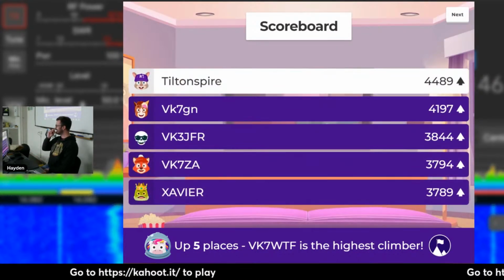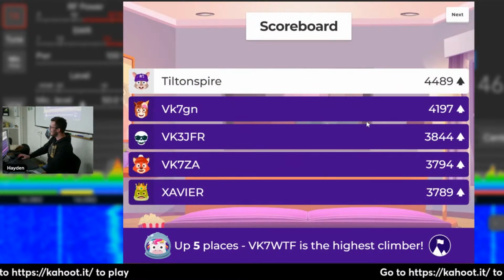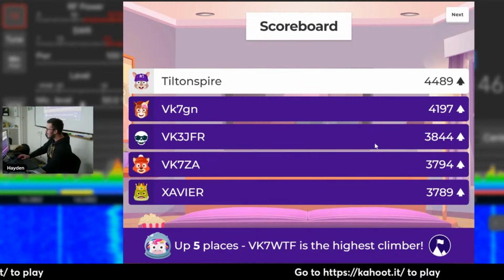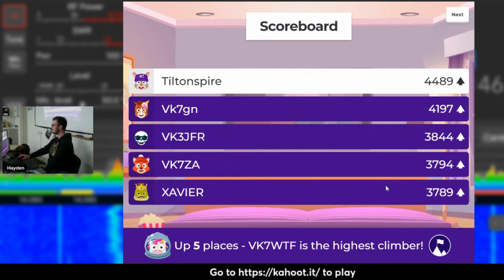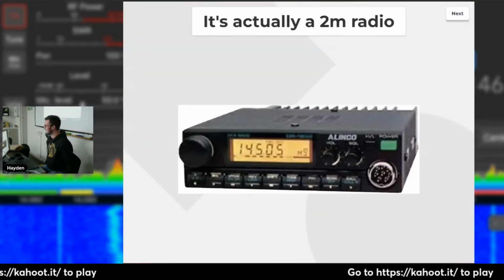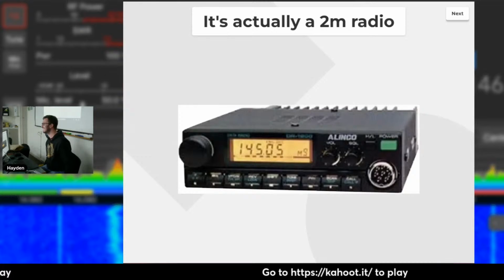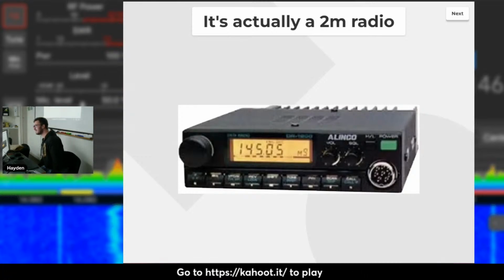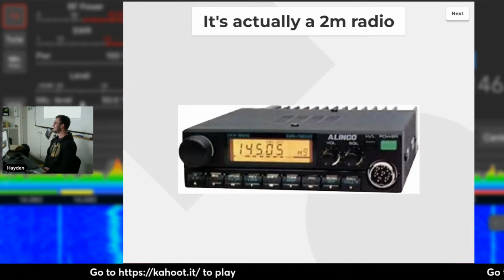The scoreboard, Justin shoots to the top. Martin in second place. VK3JFR in third. Lance 7ZA in fourth. Xavier in fifth. It is actually a 2 meter radio. 23, did they get it? 23 on 23, got it right.